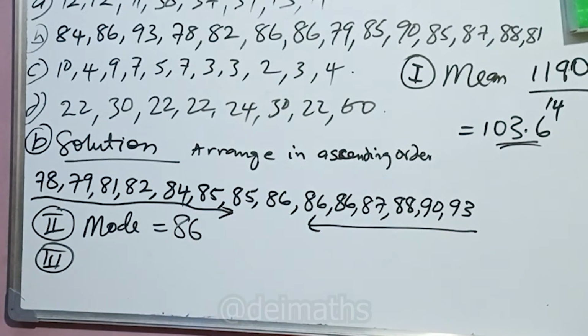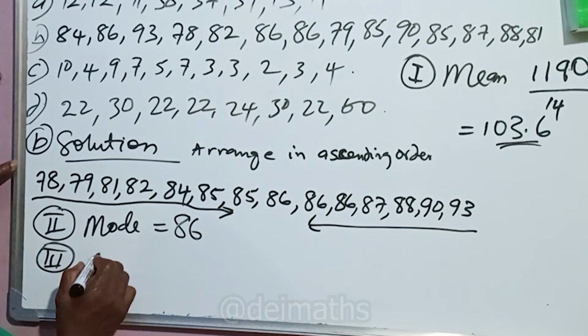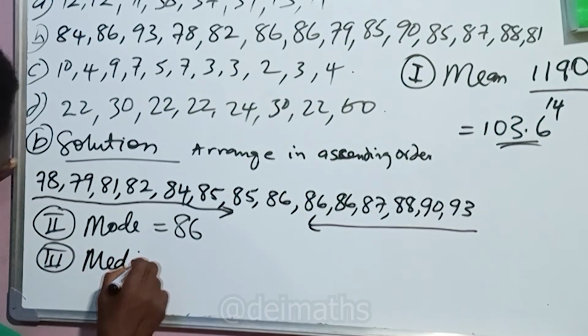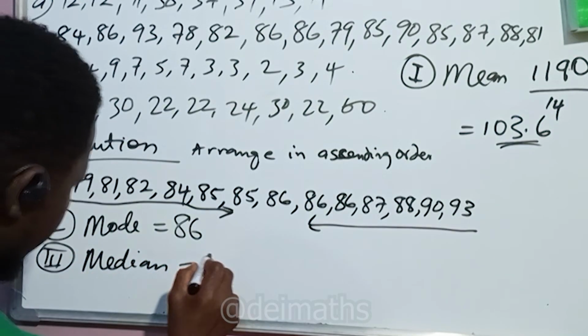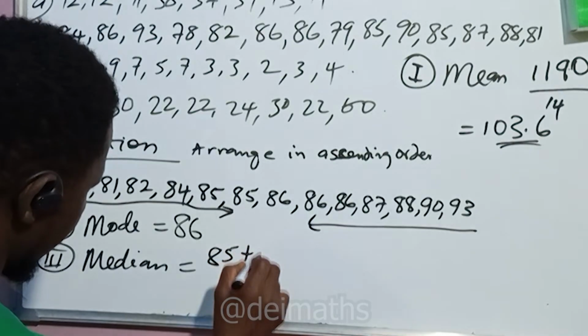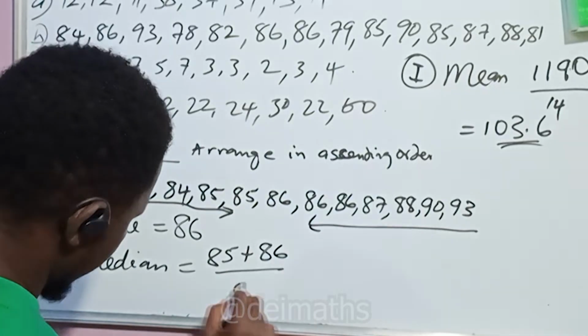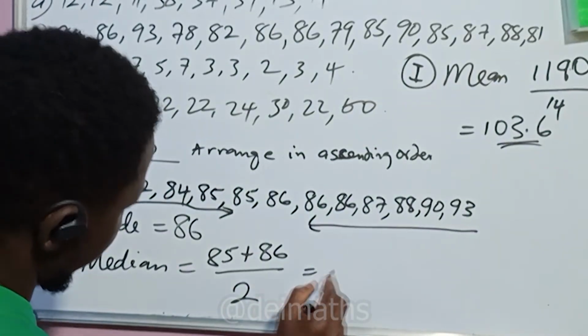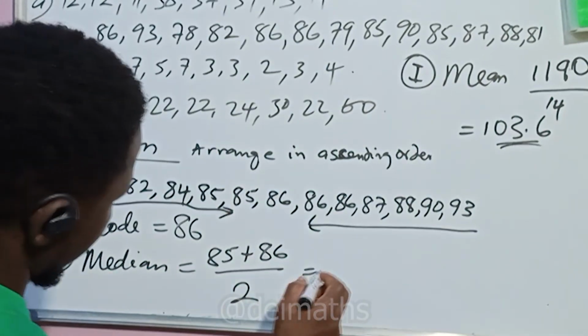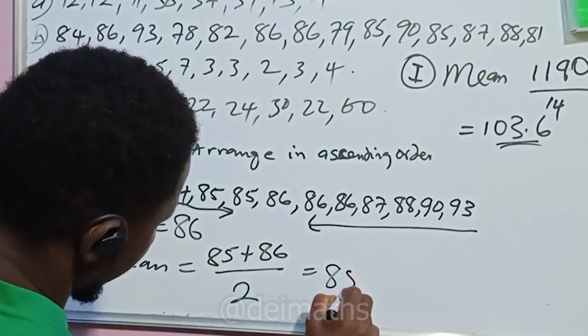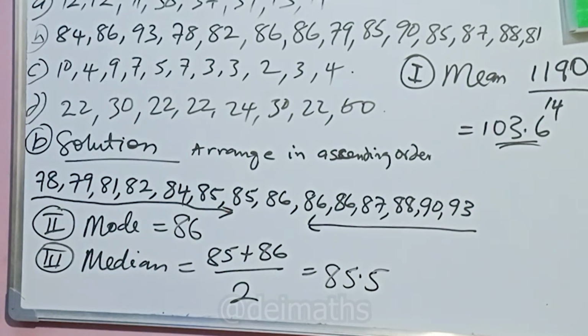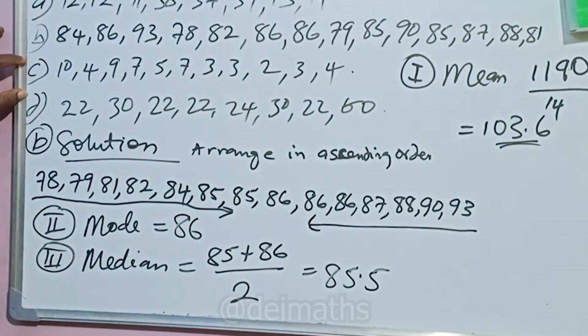So 85 plus 86. Therefore, our median equal to 85 plus 86 divided by 2, and we will be getting 85.5. That is for B. Now we are going to go to C.